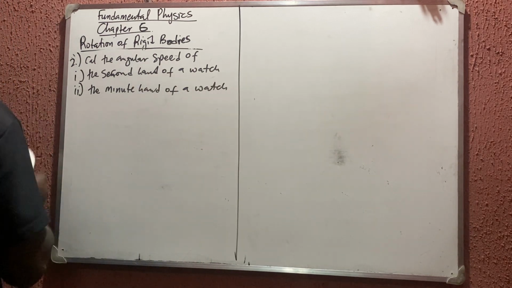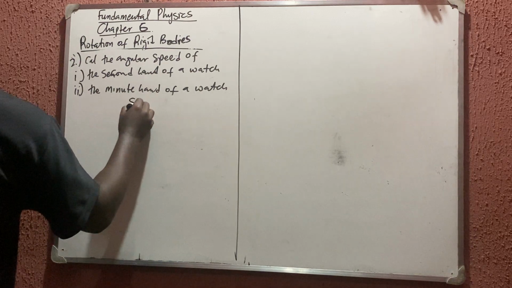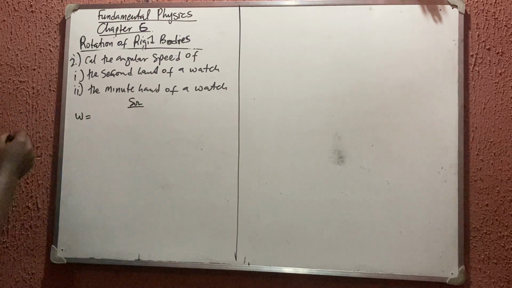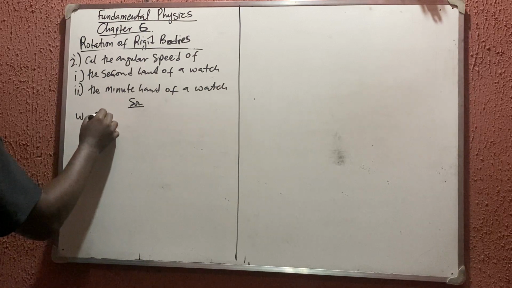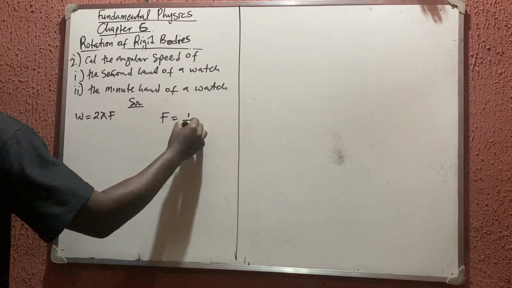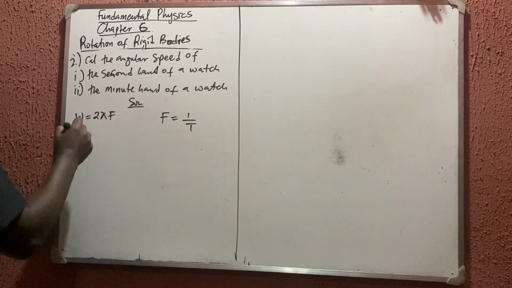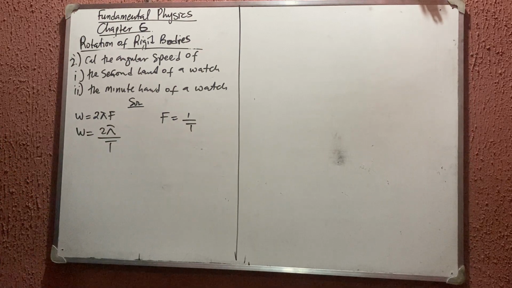Okay, so this is very, very simple. Each time you are asked to calculate for the second hand of a watch or the minute hand of a watch, it is very simple. The solution: we are looking for W. We know that W is equal to 2 pi f, and don't forget that f is equal to 1 over t. So if you put 1 over t here, W is equal to 2 pi over t.